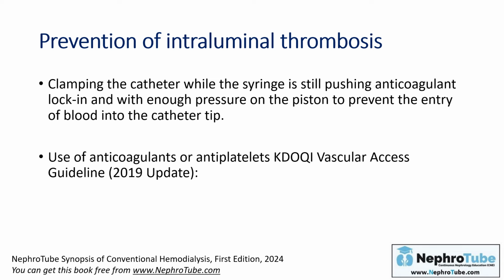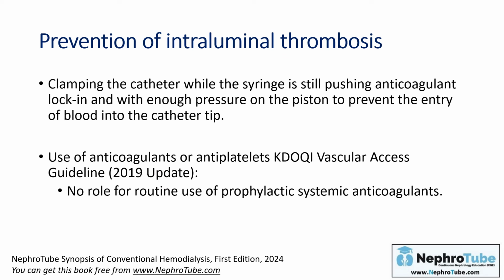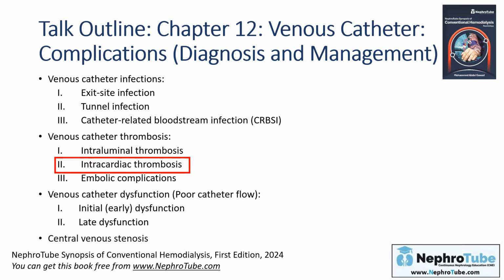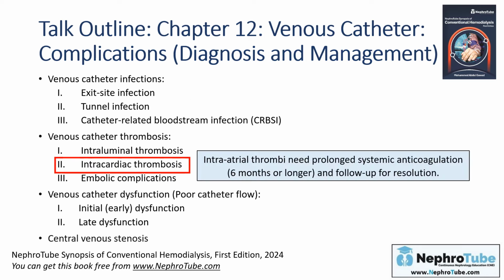Regarding the use of systemic anticoagulants or antiplatelets to prevent intraluminal thrombosis, there is no rule for the use of systemic prophylactic anticoagulants, but the KDOQI 2019 update mentioned that low-dose aspirin may be used to maintain tunneled central venous catheter patency in patients with low bleeding risk.